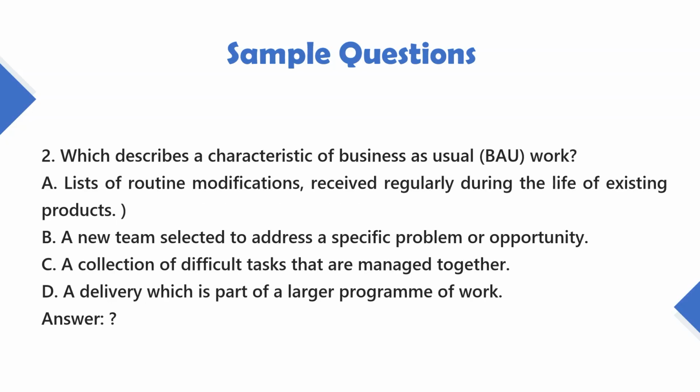2. Which describes a characteristic of business as usual, BAU, work? A. Lists of routine modifications, received regularly during the life of existing products. B. A new team selected to address a specific problem or opportunity. C. A collection of difficult tasks that are managed together. D. A delivery which is part of a larger program of work.